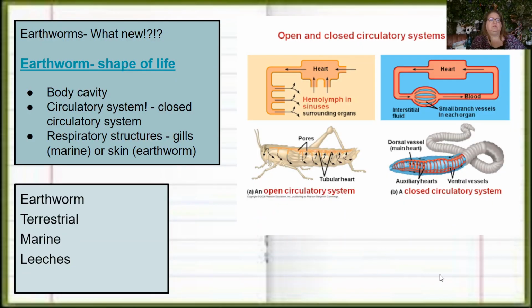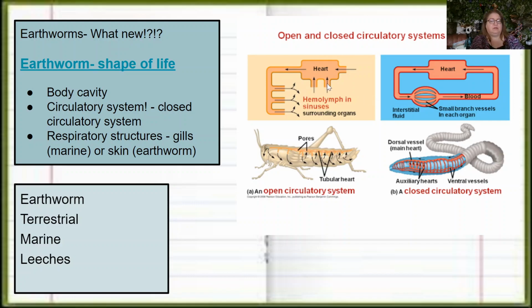So earthworm, what's new in earthworms? Well, in an earthworm, you start seeing again that body cavity. In an earthworm, we have a circulatory system, and this circulatory system is closed. That means that you have the heart, and the heart is pumping blood. The blood is inside the vessels and it never leaves the vessels. So the blood cells are always contained within the blood vessel.